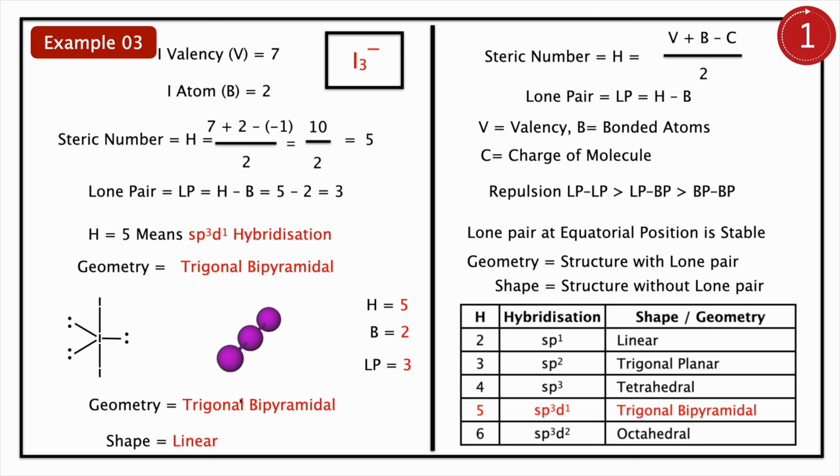H is 5, meaning sp3d1 hybridization, trigonal bipyramidal. 3 lone pairs are there, 2 bonded atoms are there, in trigonal bipyramidal. Lone pairs come in the equatorial position. Axial position, iodine will come. So if you look at it, geometry will be trigonal bipyramidal. Lone pairs are not visible. So shape is linear. So the shape of I3 minus is linear.